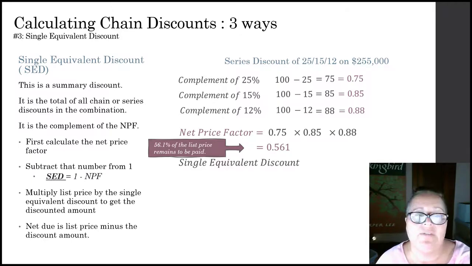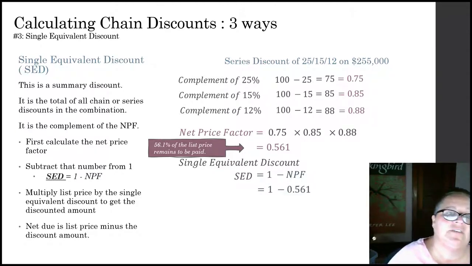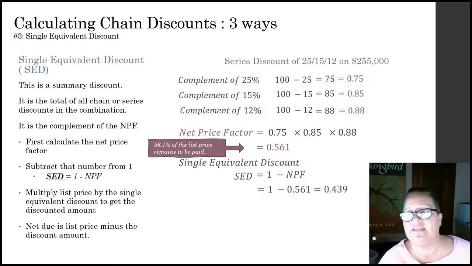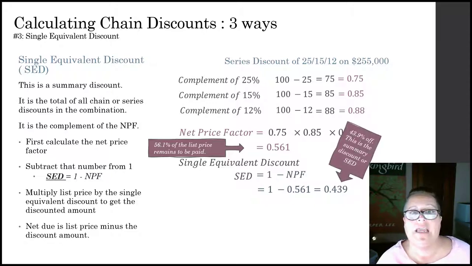Our single equivalent discount, also known as SED, is found by taking 1 minus the net price factor. The net price factor is our 0.561. So 1 minus 0.561 gives us 0.439. This is our summary discount. This means that overall 43.9% was taken off of the list price.